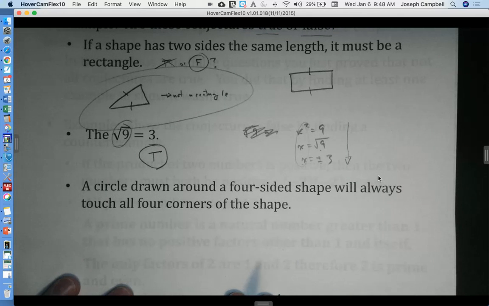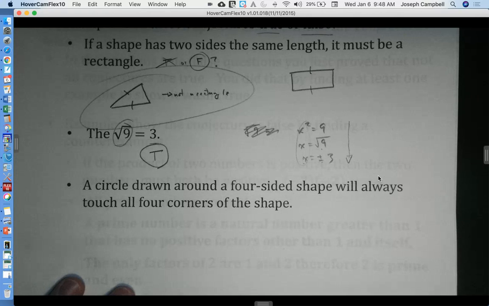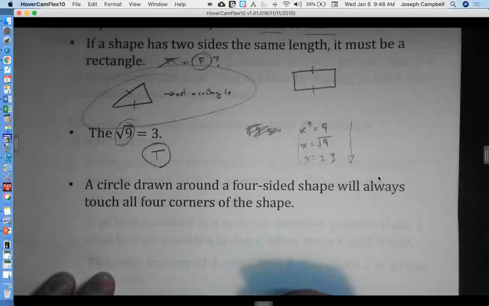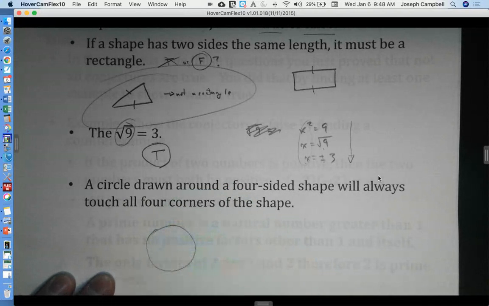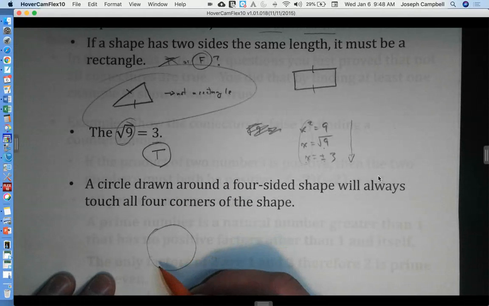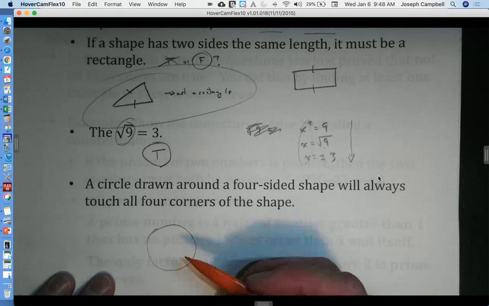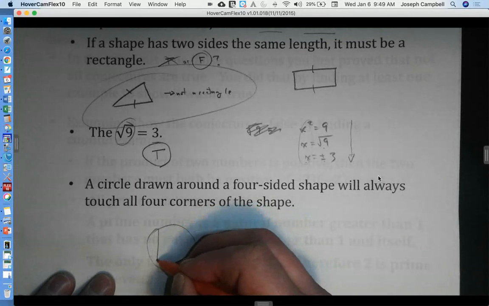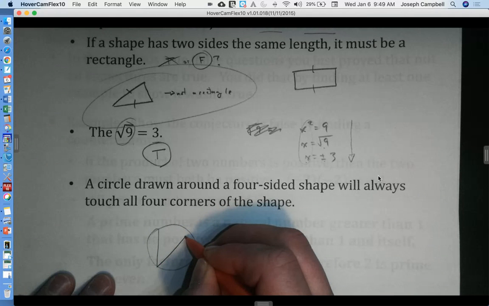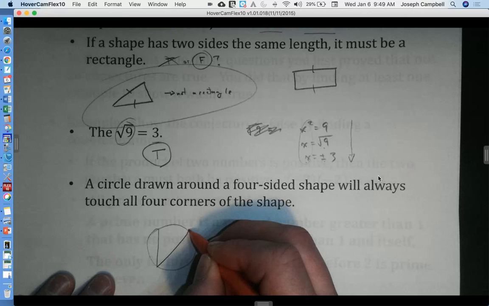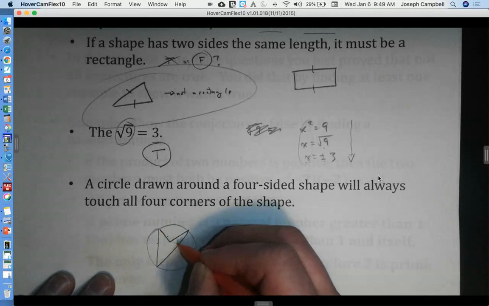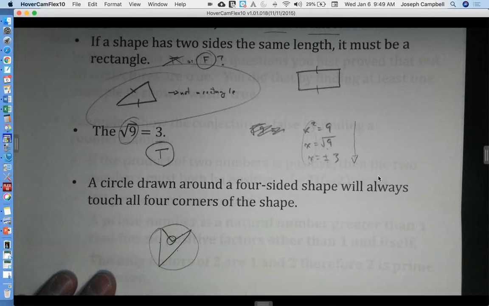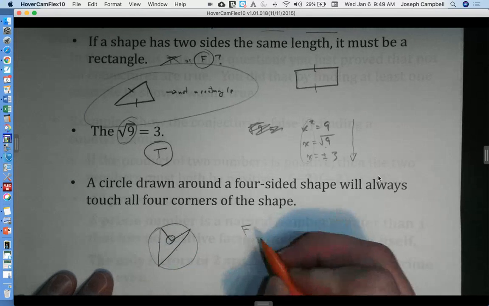All right, a circle drawn around a four-sided shape will always touch all four corners of the shape. So just draw a circle. Do my best, draw a circle. It's not the best circle, it's pretty good. And so maybe you can try and draw a shape in there that has four sides that doesn't touch all the corners. One, two, three, four. There's a corner it's not touching. So I found an example where it's not true. So this is false.